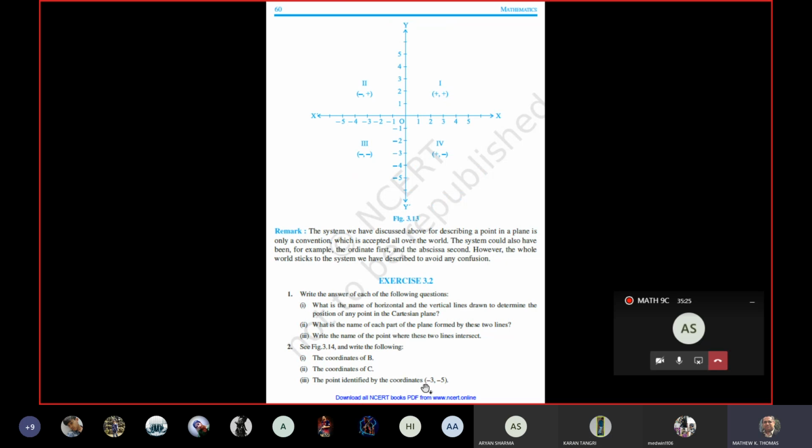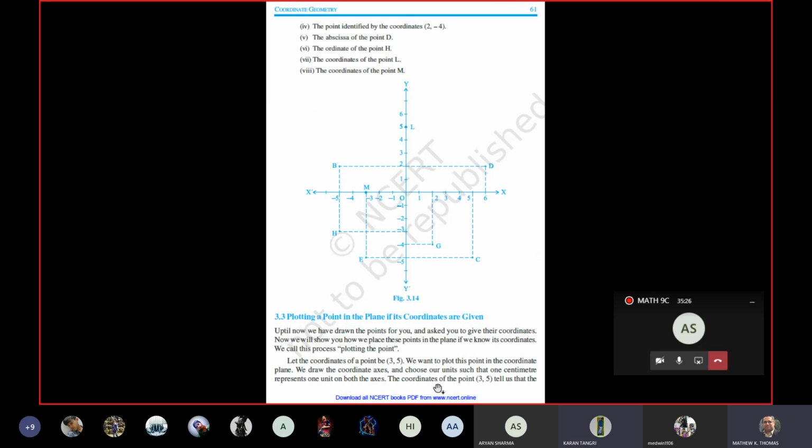The point identified by minus 3, minus 5. Now let's see where is minus 3 and minus 5. This point is point E. Minus 3, minus 5 is here. Write down E.